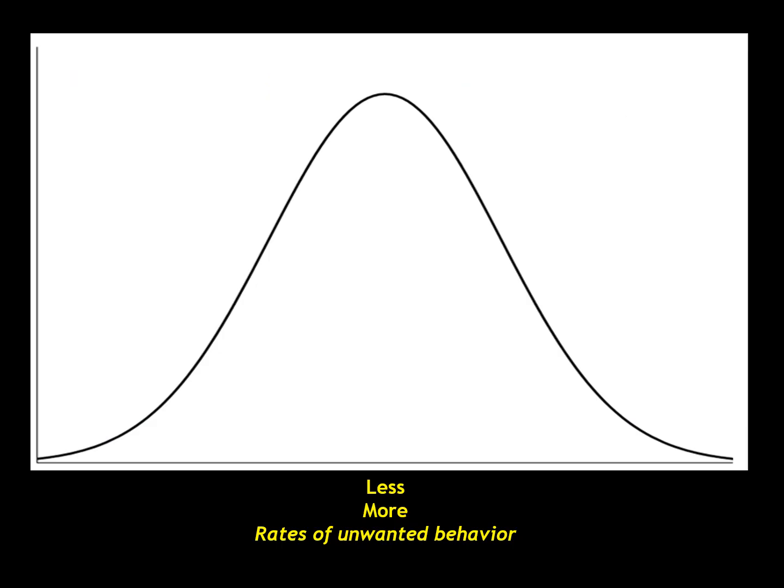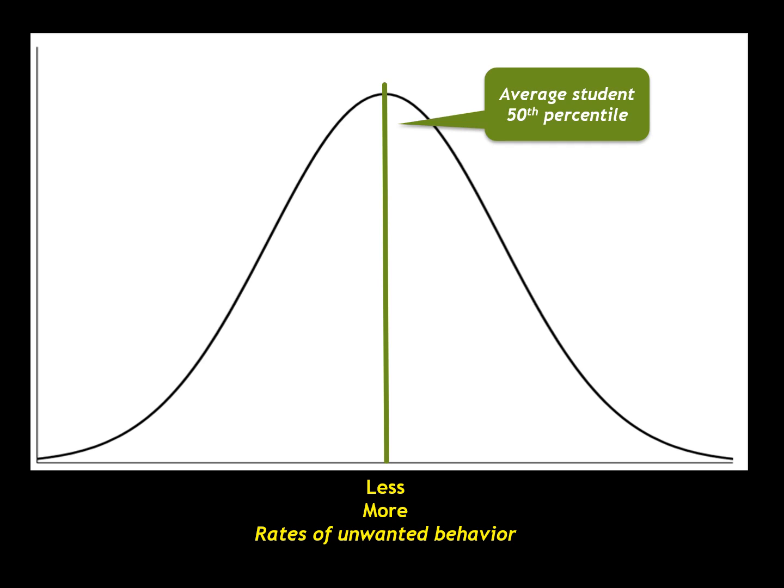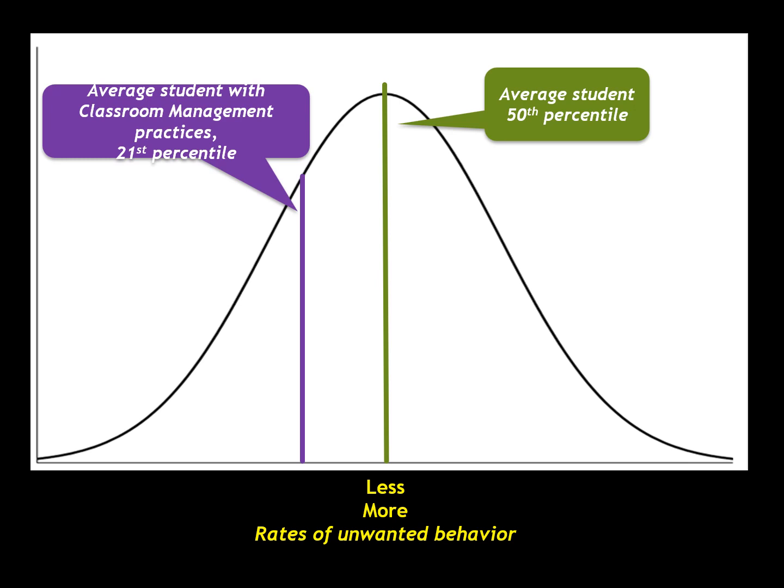So here's just a little scale. Less, more rates of unwanted behavior. The average student is the 50th percentile. The average student who practices classroom management is at the 21st percentile.